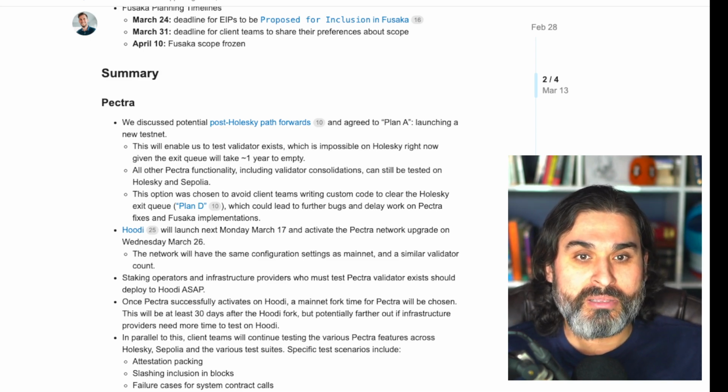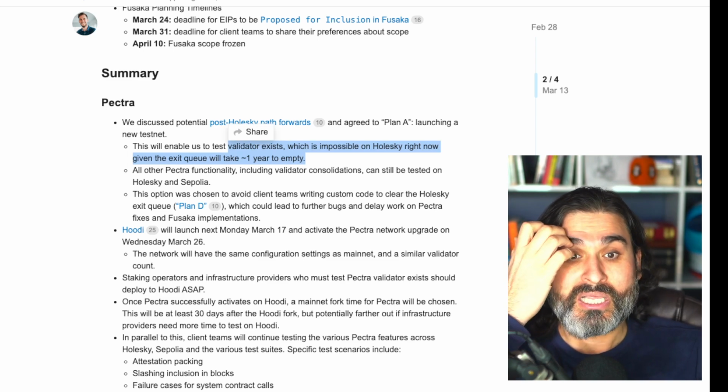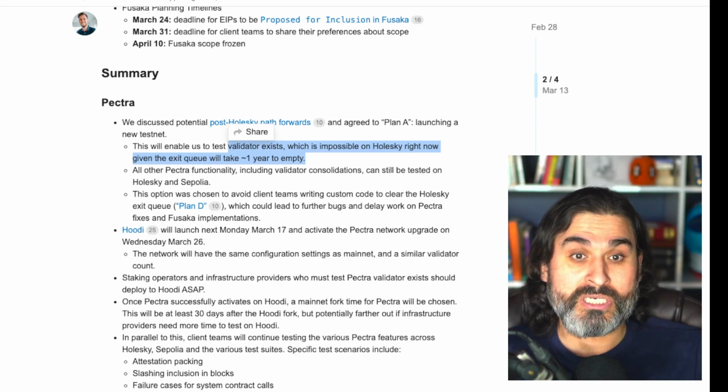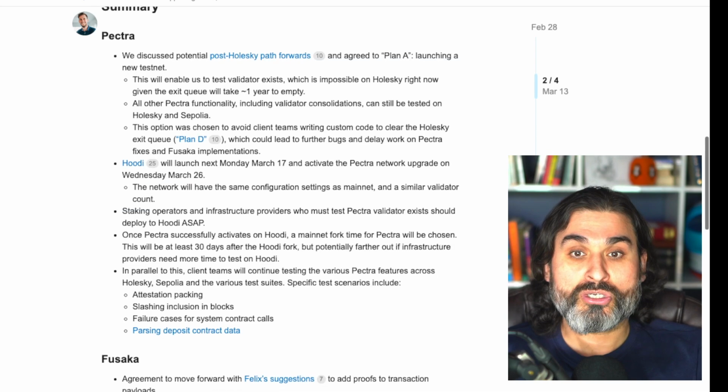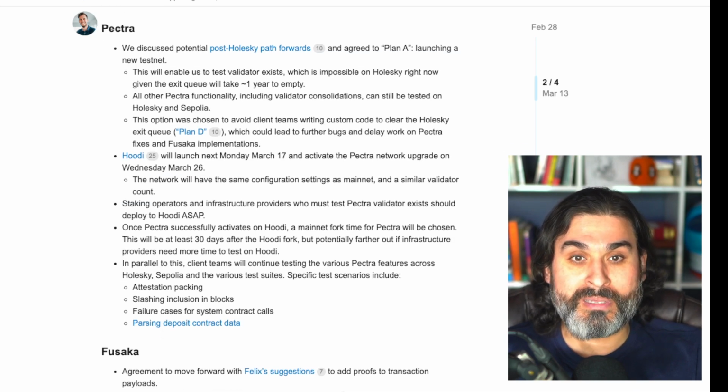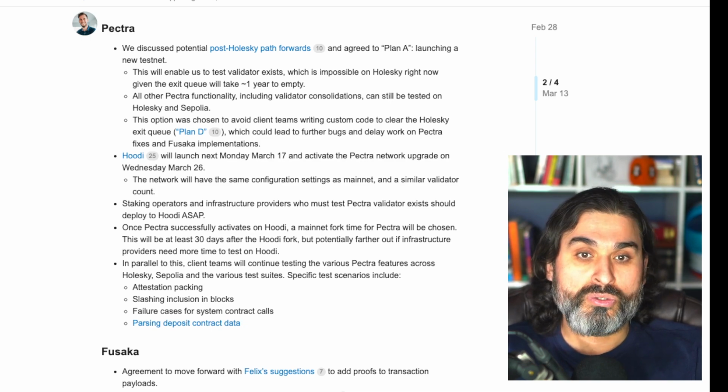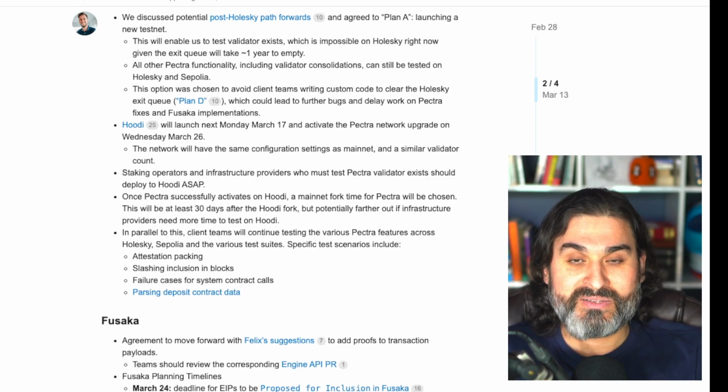He says, this will enable testing validator exits, which is impossible in Holesky right now, given the exit queue will take 1 year to empty. So all of the Pectra functionality, including validator consolidations, can still be tested on Holesky and Sepolia. This option was chosen to avoid client teams writing custom code to clear the Holesky exit queue, which is Plan D, which could lead to further bugs and delays. So Hoodie will launch on March 26th and activate on Pectra.